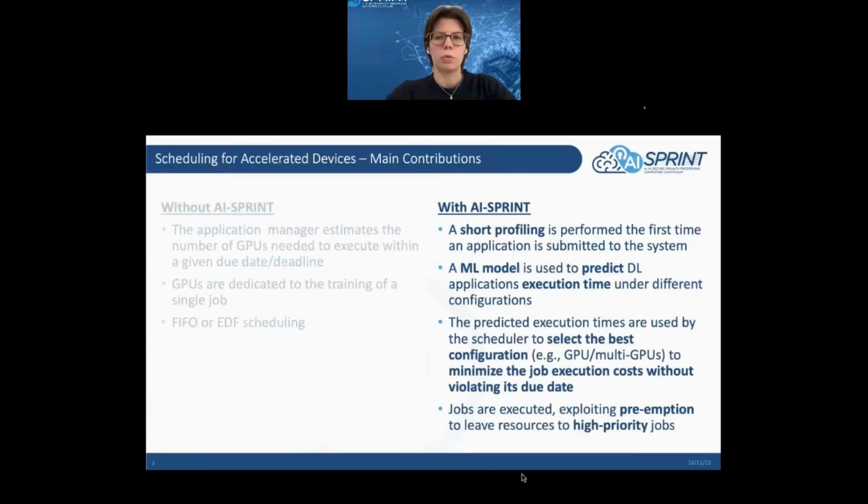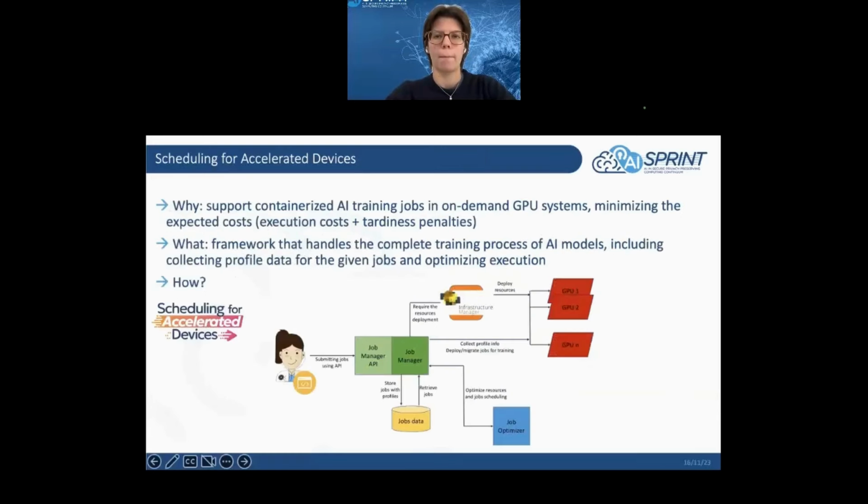These predictions are used to automatically select the best configuration for each job, given by a specific virtual machine type and number of GPUs. Our scheduler defines the best configuration as the one minimizing execution costs without violating the job due date. During the execution, jobs can be preempted to free resources for other applications with higher priority. Our component supports the execution of artificial intelligence training jobs executed in GPU-accelerated cloud clusters, minimizing the costs due to virtual machine usage and the penalties for due date violations.